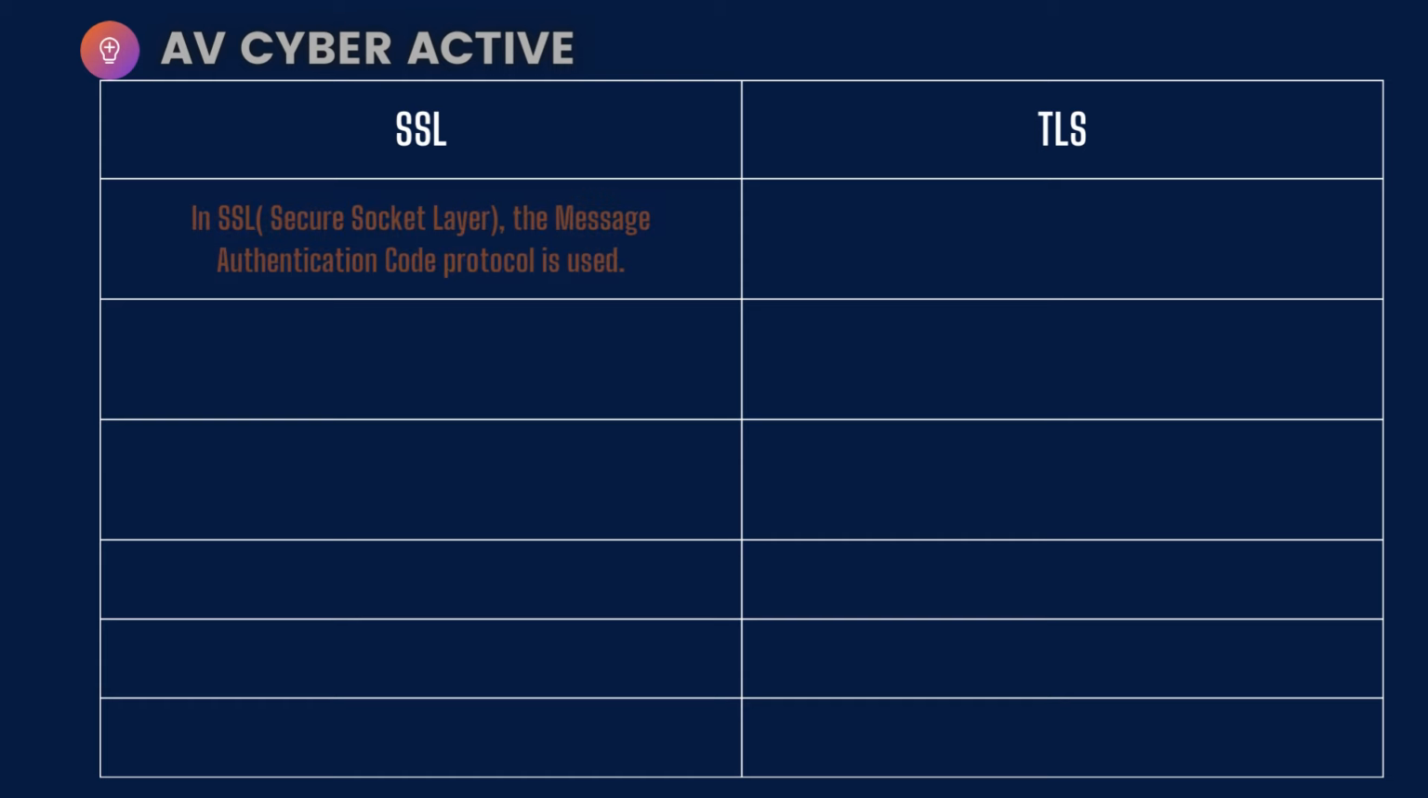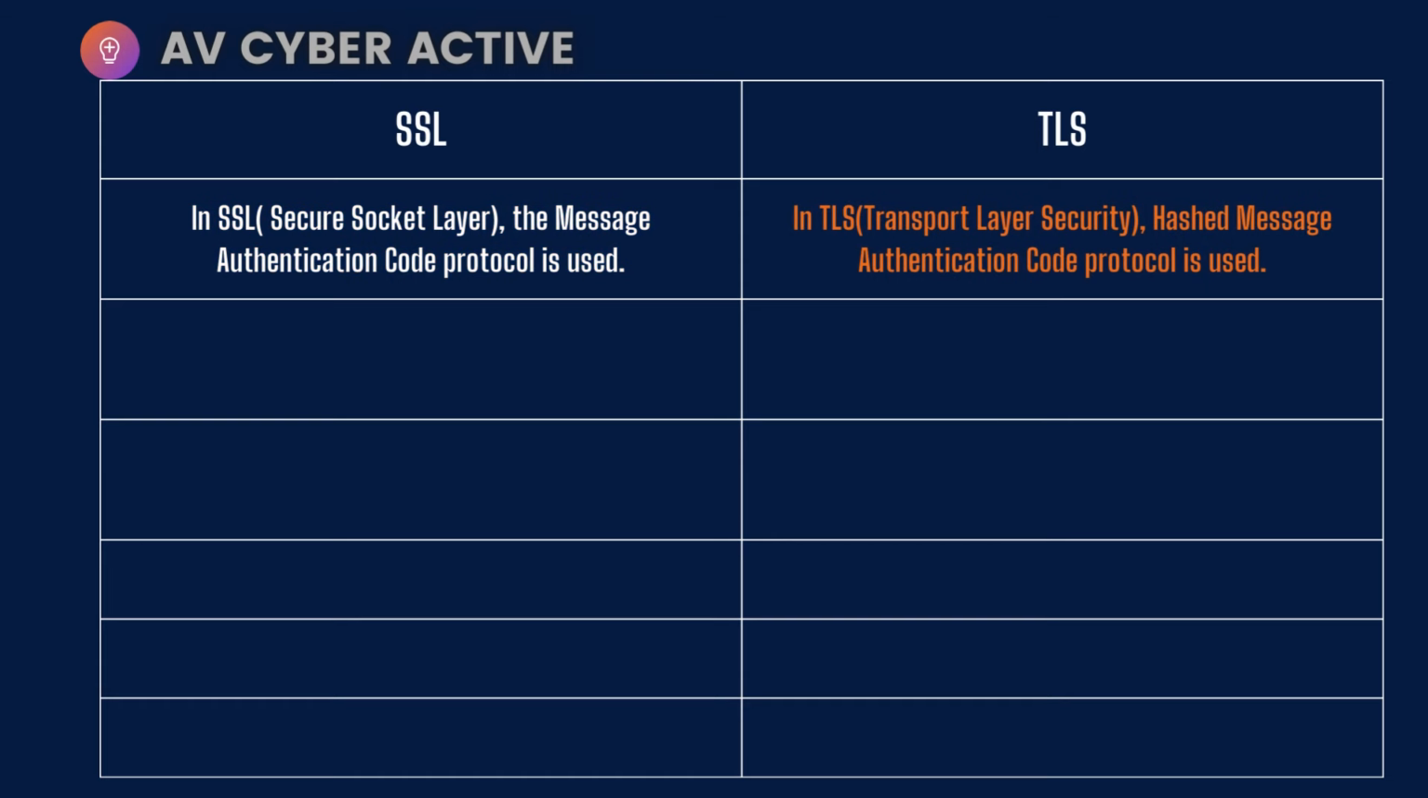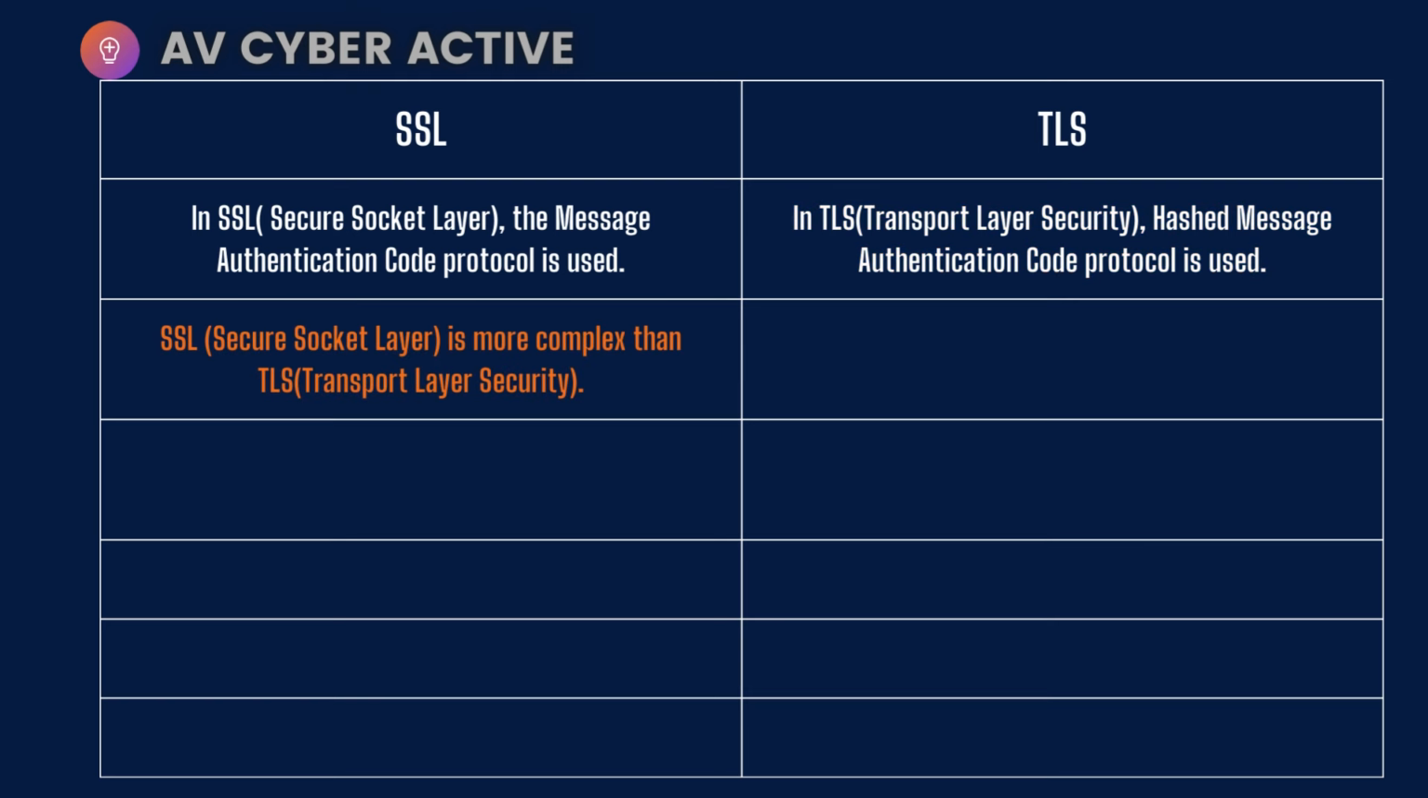In SSL, or Secure Socket Layer, the Message Authentication Code, also known as MAC, is used. In TLS, or Transport Layer Security, the Hashed Message Authentication Code protocol is used. You would see Windows authentication goes through the same HMAC process. SSL is much more complex than TLS. TLS, on the other hand, is secure and surprisingly simple to implement.